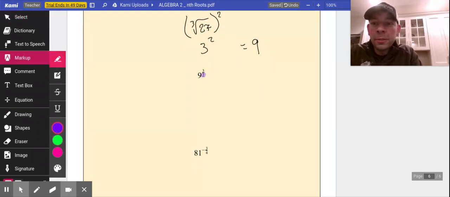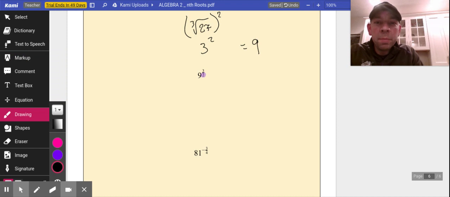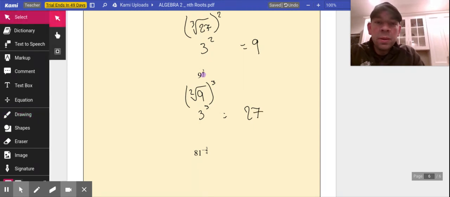Okay, who's your groundhog? 2's the groundhog. He's going to go underground. He's going to pop up. We've got the square root of 9, and that 2 is optional. I usually wouldn't write that. Square root of 9 makes 3. 3 to the third makes 27. Piece of cake.